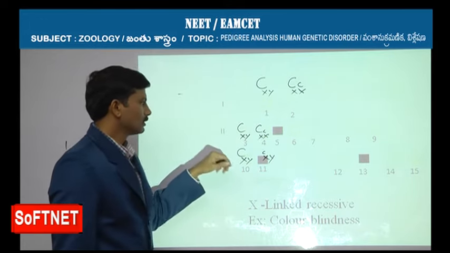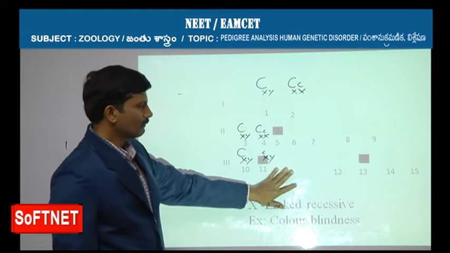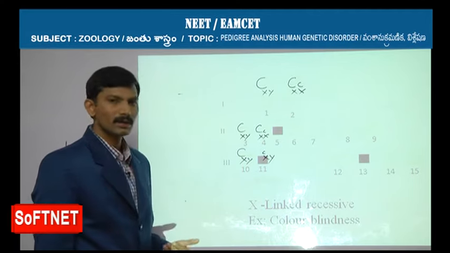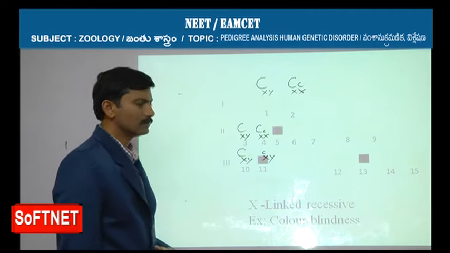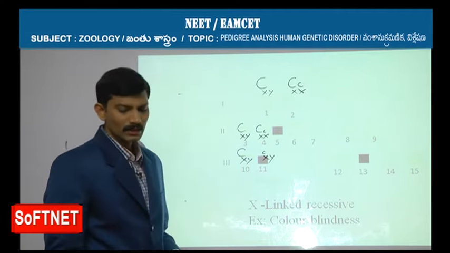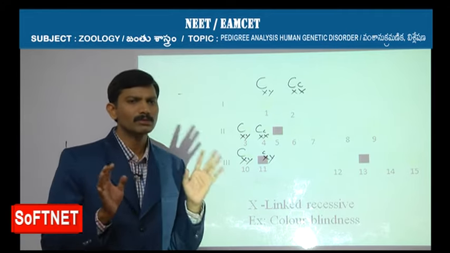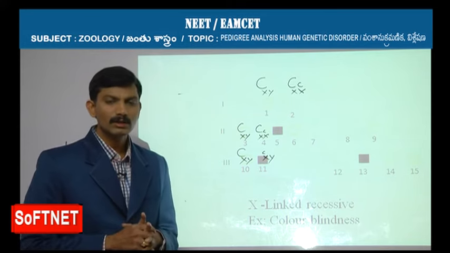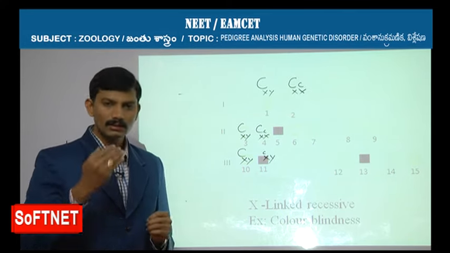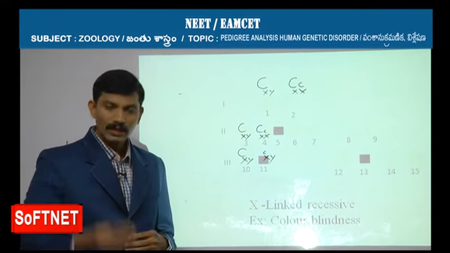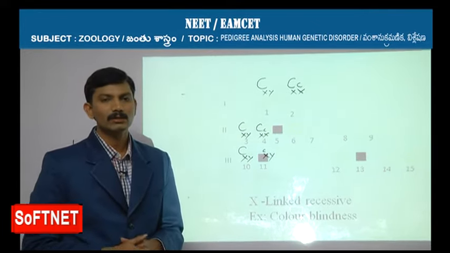So like this, based on the disorder that is affected, it will help us to estimate the kind of genotype that is given. So pedigree analysis is a very easy process. Based on very few statements, you can come to the conclusion and you can write the genotype and predict what kind of character trait or disorder is being inherited.